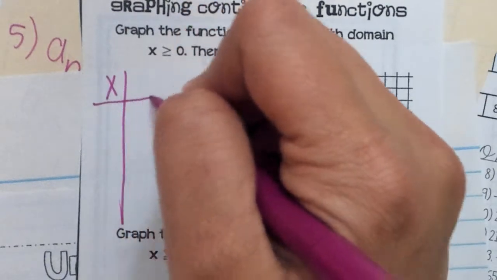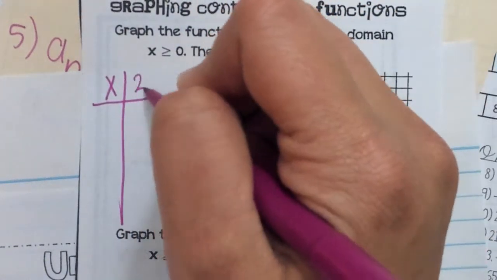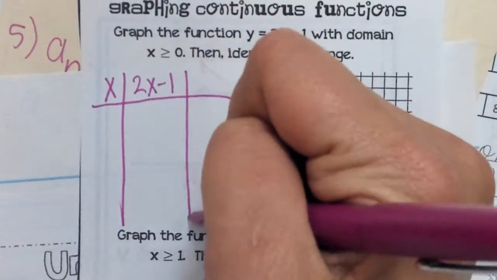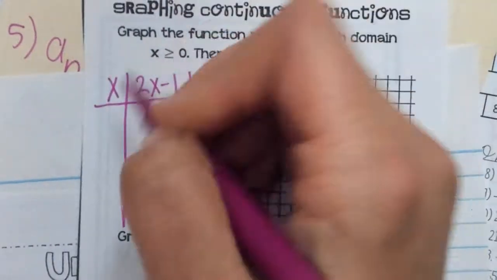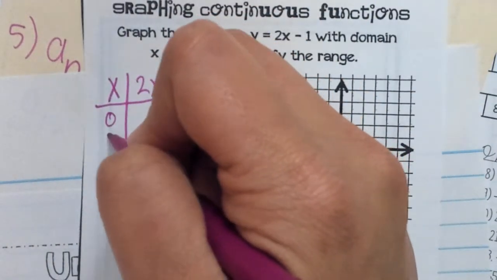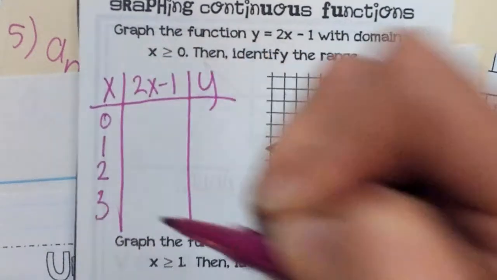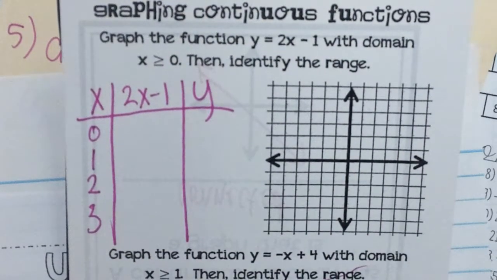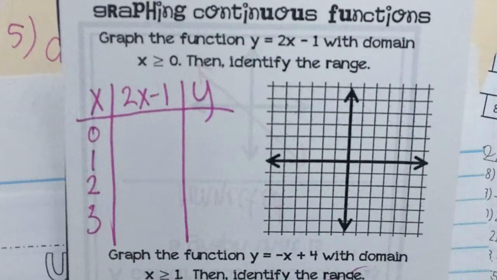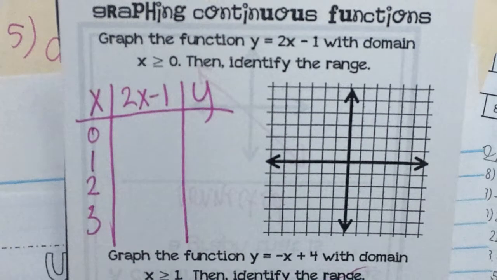Could I plug in a half? Yes, because that's above 0. Could I plug in 1 1/2? Yes. Could I plug in 2 1/2? Pick your own number. So we're going to do 0, 1, 2, 3. Is that what it's saying? Any numbers greater than or equal to 0. Oh, then we can do it. So we have to have 4. Okay, never mind.